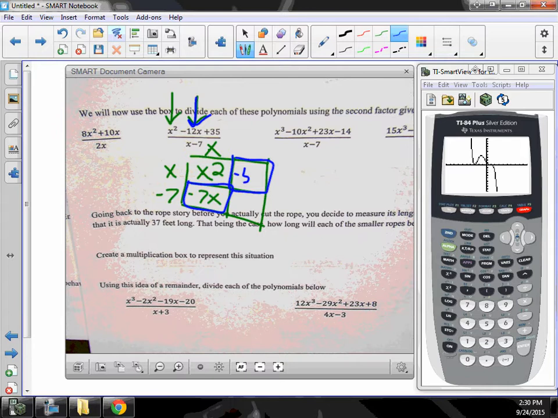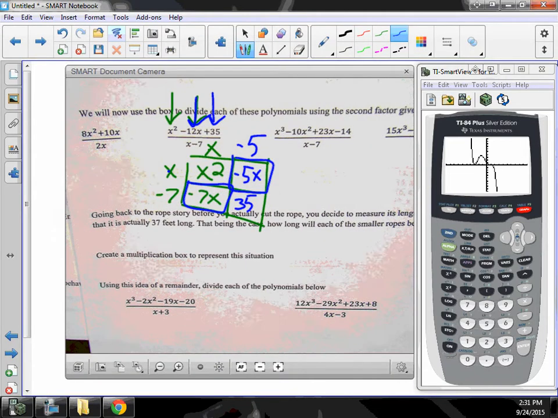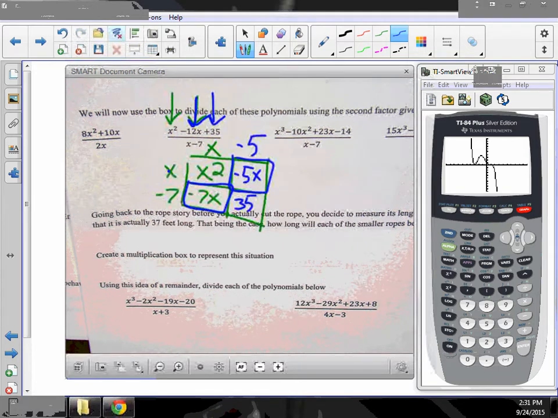So I can put negative 5x there, and then what times x is negative 5x? Negative 5. And then negative 5 times negative 7 is 35. Does that account for the last term? Yes. So x minus 7 divides into that quadratic evenly. Okay? All right, next one.